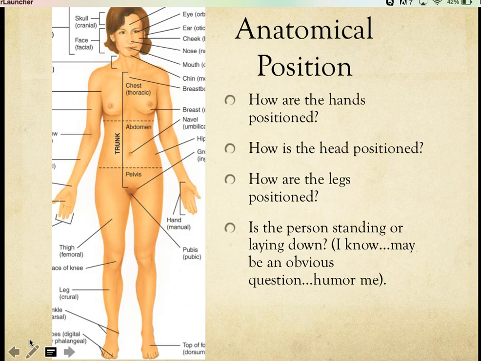This is anatomical position. So when we say that something is their left, we are talking about the individual's left. When we're talking about right, we're talking about the individual's right, not yours, always the individual's. We'll always be using terms referring to anatomical position.